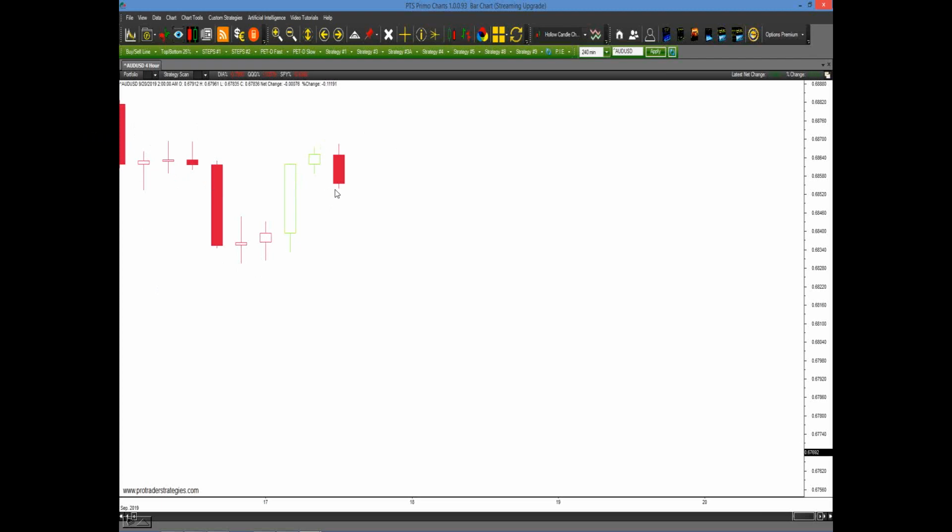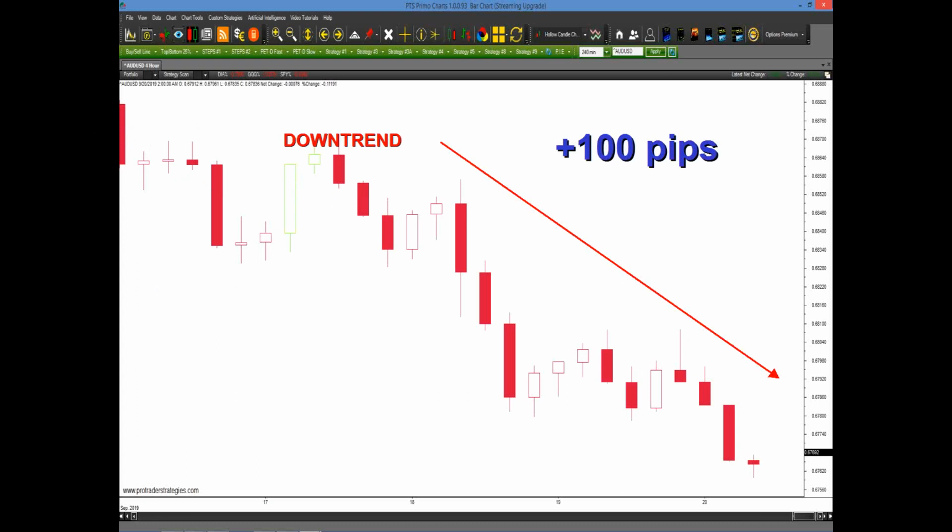It's telling you, not me, the 4-hour Australian dollar chart is telling you that's a downtrend setup. That you shouldn't be thinking about going long the Australian dollar on this time period. You should be thinking about going short. And in the next 2 or 3 days, it went down 100 pips. Roughly about $1,000 potentially could have been captured per unit, okay?